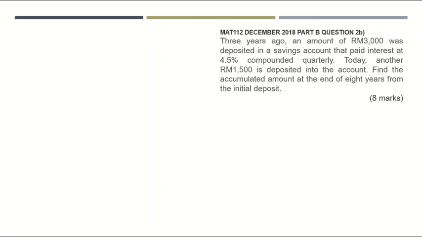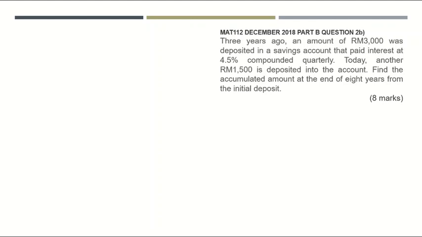Okay, the question states that 3 years ago, an amount of 3,000 was deposited in a savings account that paid interest at 4.5% compounded quarterly. Today, another 1,500 is deposited into the account. Find the accumulated amount at the end of 8 years from the initial deposit. So let's just highlight the information first.